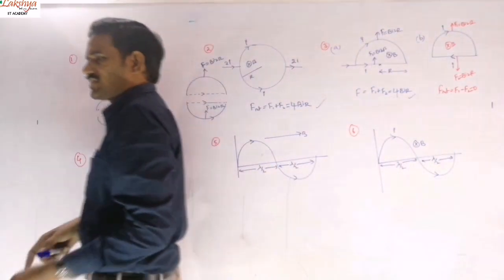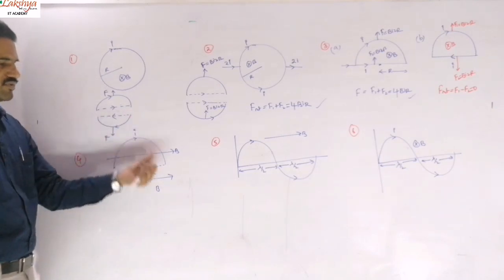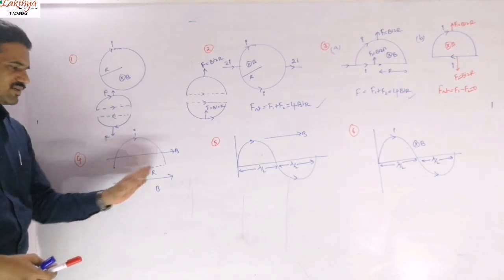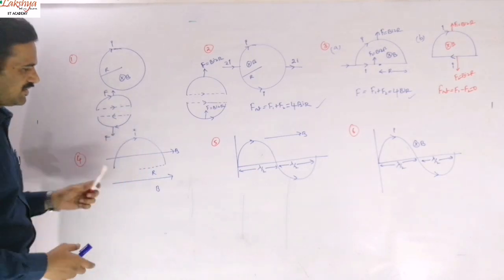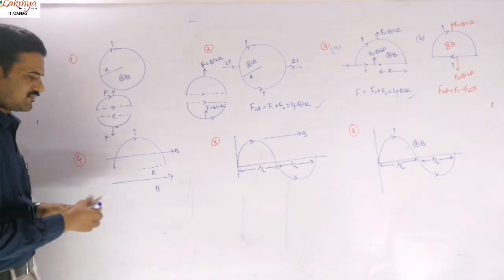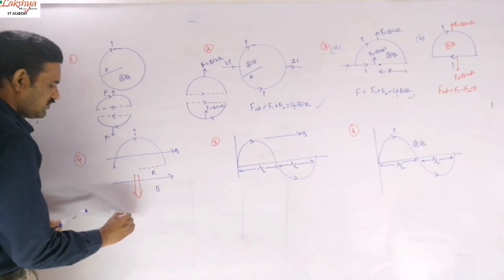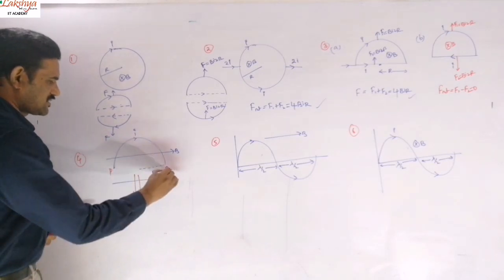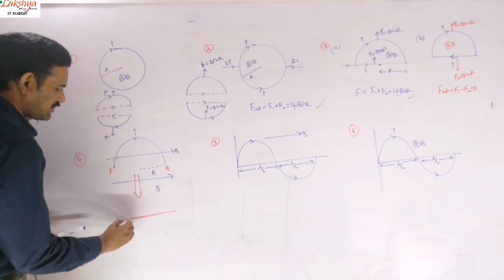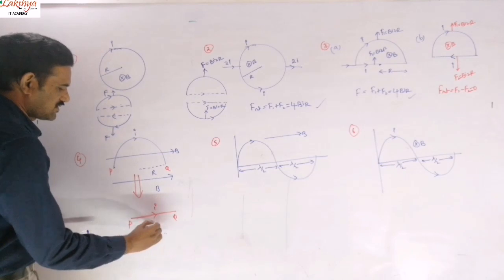And similarly you can answer these cases also. If you are taking this case here, this is an open semicircle, this diameter is not closed. So in this case we need to replace this by a straight conductor. Suppose I am taking this as PQ, I am replacing it like this.